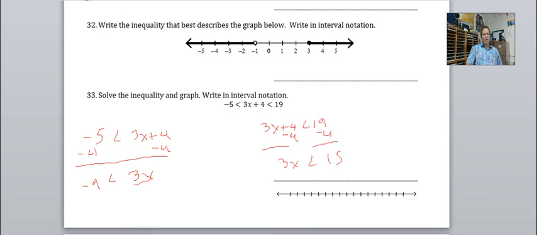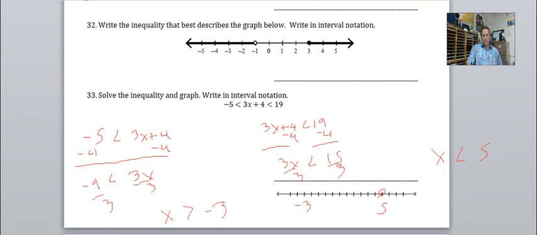And I'm just going to divide both sides by 3. I'm doing these problems at the same exact time. So this is going to give me x is greater than negative 3, and this one is x is less than 5. So I need to put these on the graph. Negative 3, here's a 5. Let's just spread them out a little bit.